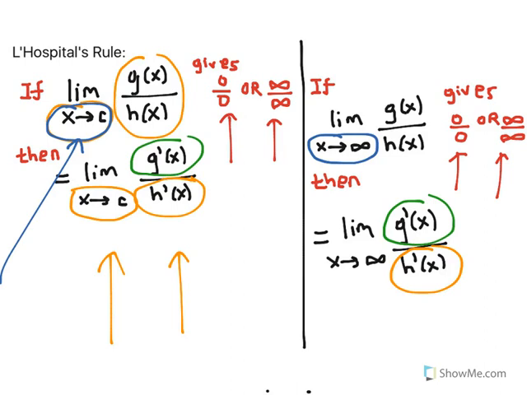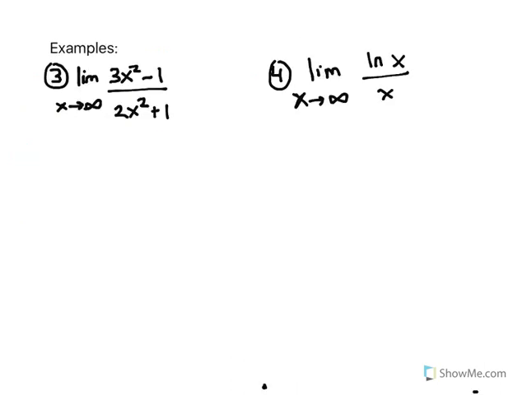So let's look at two examples where x is approaching infinity. Here we have example 3, and we want to see what we get when we try direct substitution. So x is approaching infinity. When you try direct substitution, x goes to infinity, so x squared also goes to infinity. So 3 times x squared will go to infinity, and -1 won't make a difference. So the numerator will approach infinity.